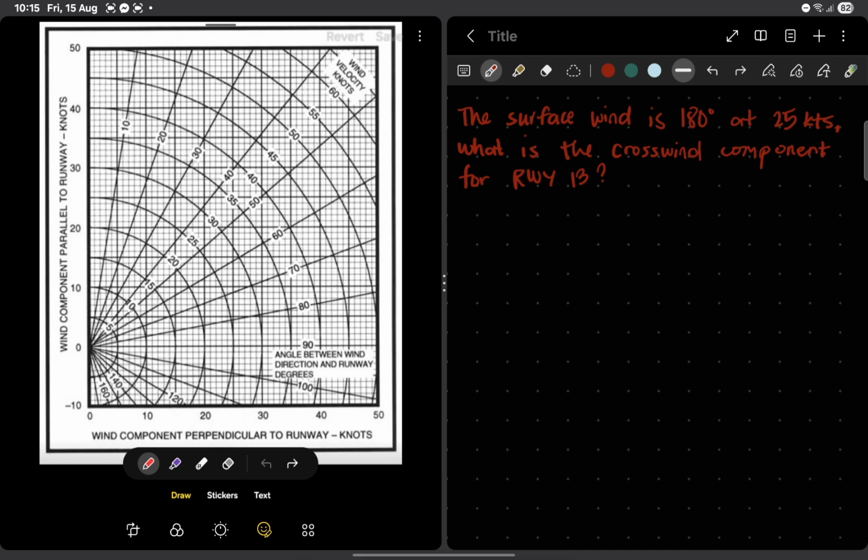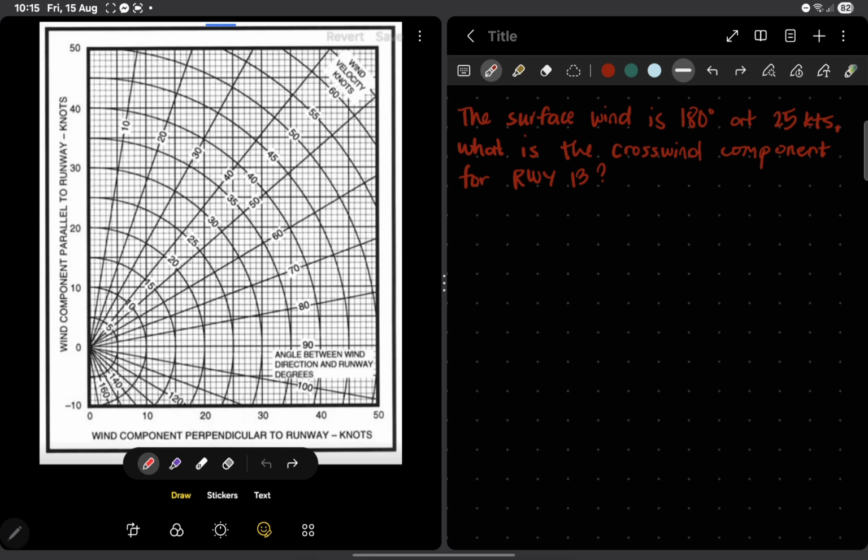The surface wind is 180 degrees at 25 knots. What is the crosswind component for runway 13? When you're looking at your crosswind component, the crosswind component is here. So you'll be looking at these numbers when you want to look for your crosswind component. For your headwind, you'll be looking here, but for now we'll be looking down here.